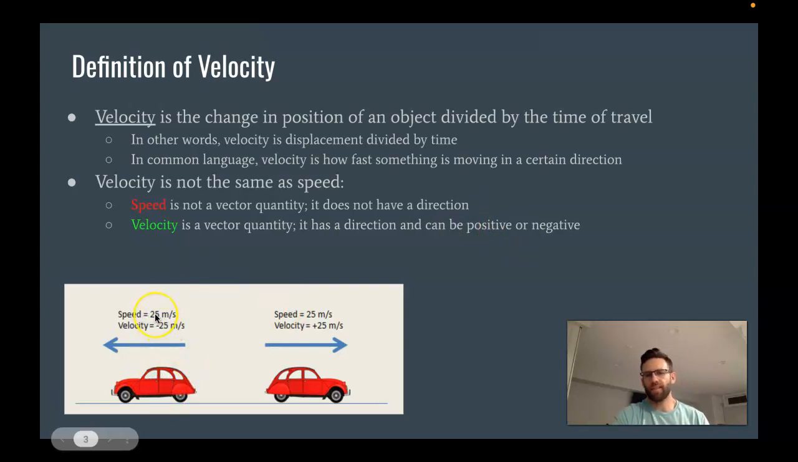Speed is just like distance. There is no positive and negatives. But velocity, you have to be clear about which direction you're going. And sometimes we say the direction by putting a negative symbol.